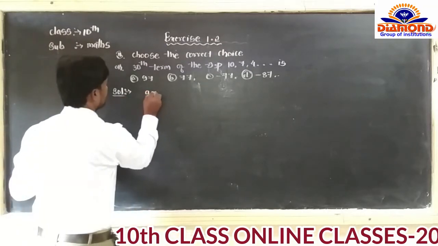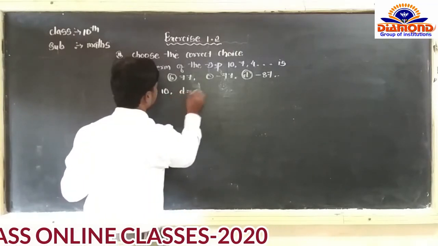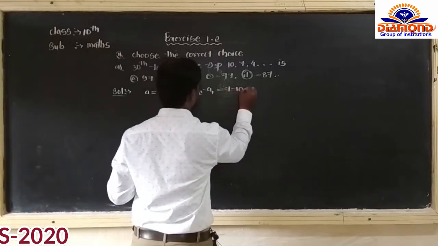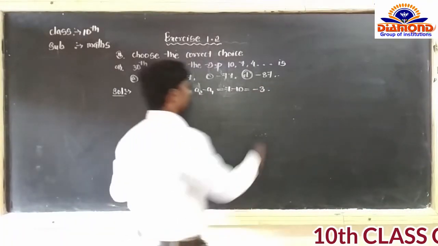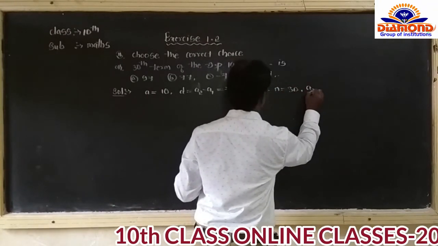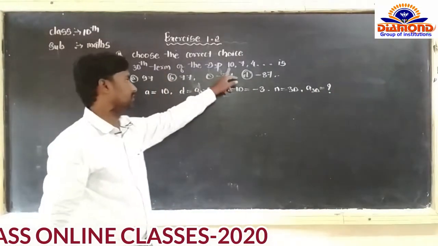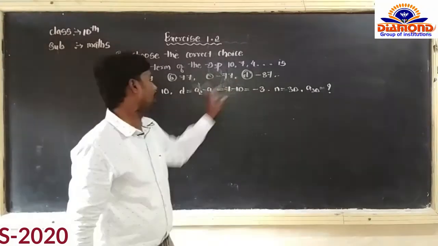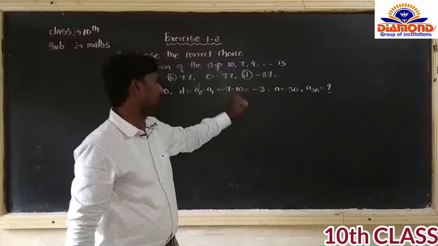a is equal to, in this you take the first term equal to 10. We are finding the common difference, a2 minus a1. So a2 is 7 minus 10. We got here minus 3. And we are finding n is equal to 30 and a30 is equal to question mark. One more time, dear students. Take the values in this sequence, in the list of the AP. First term is 10. Common difference is a2 minus a1, meaning 7 minus 10. We got here minus 3, dear students.